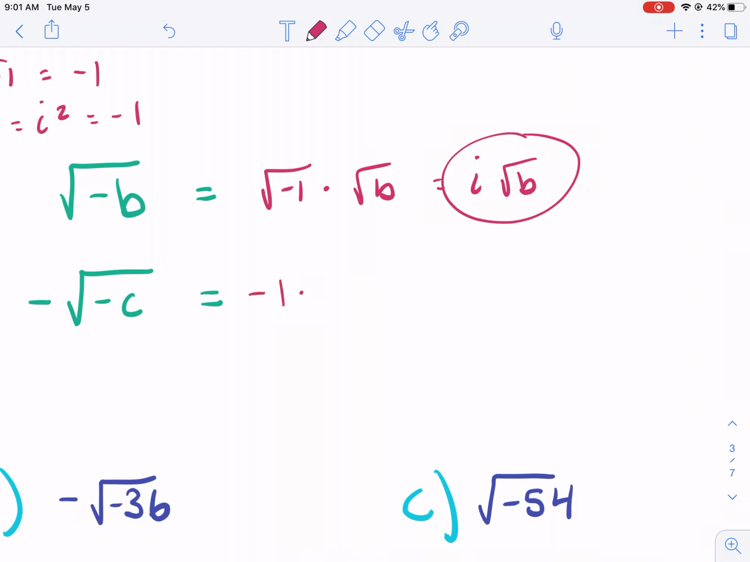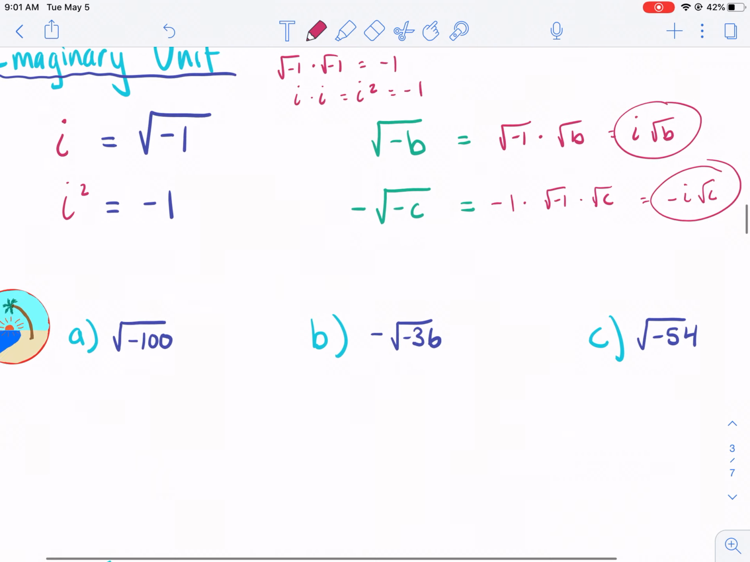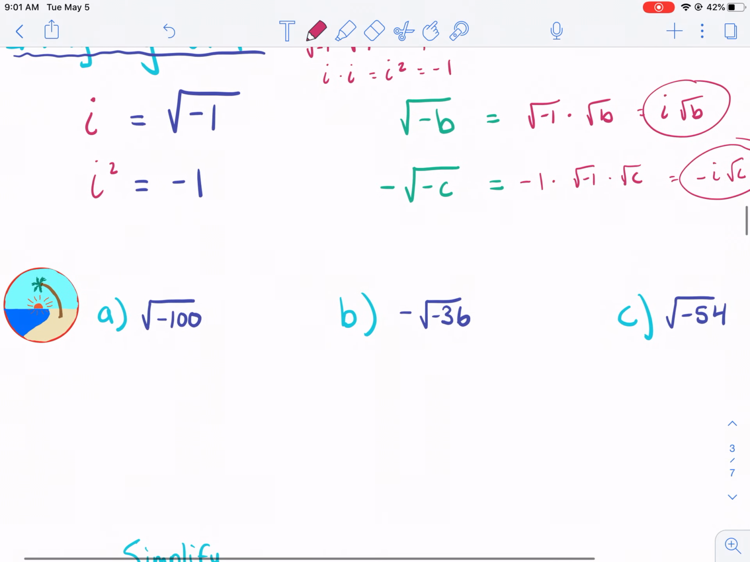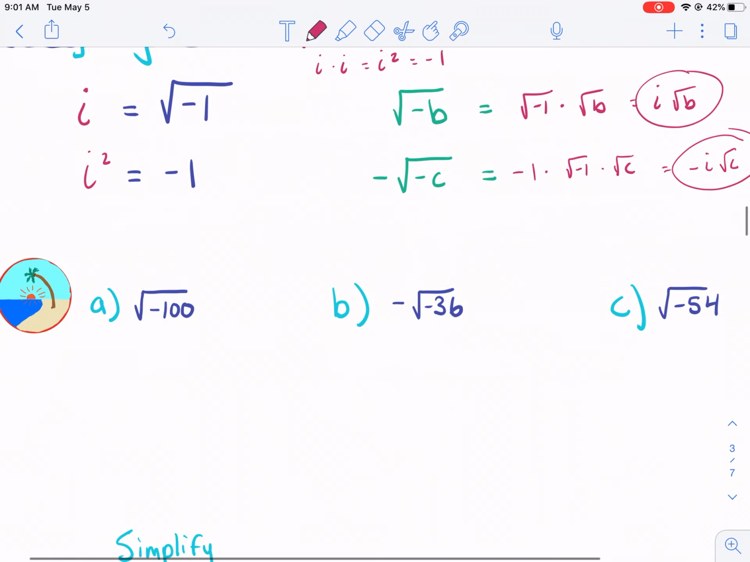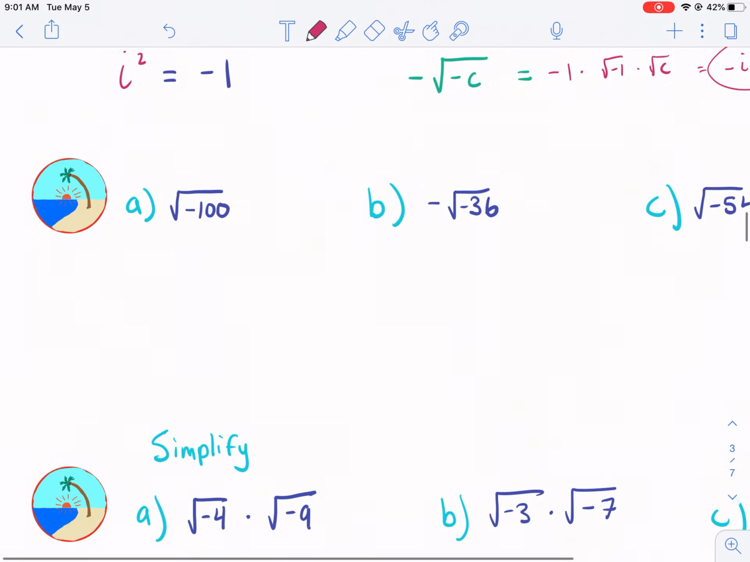So in this case, we have a negative out front. Doesn't change much. We can factor out the square root of -1, and then we have the c there. So then we just simplify. We get negative i radical c. So using these principles, we can take on a lot more problems than we could before, instead of just writing no real solutions.